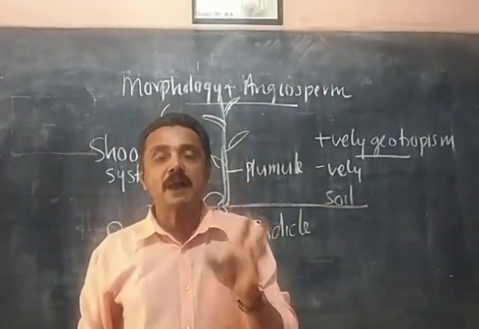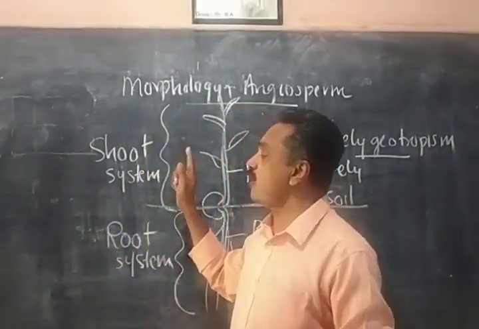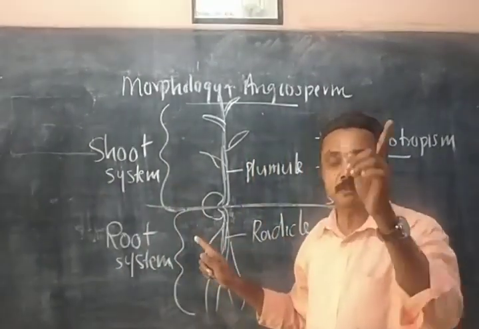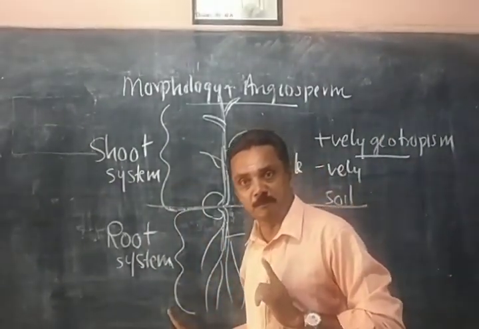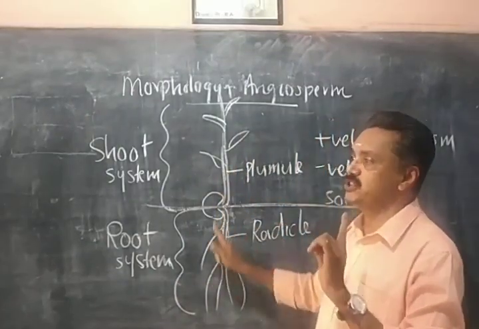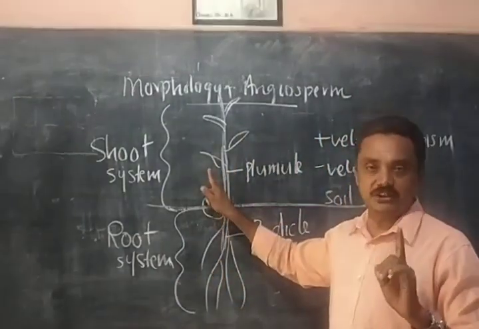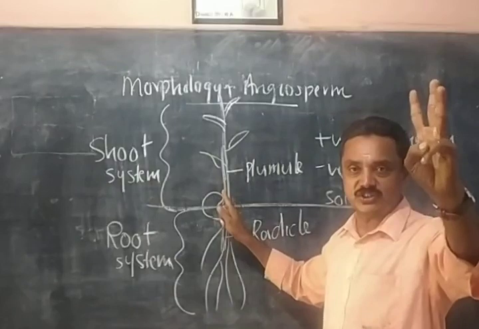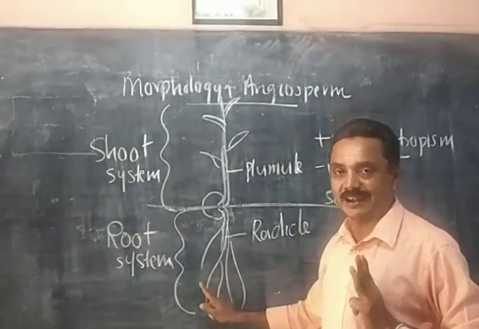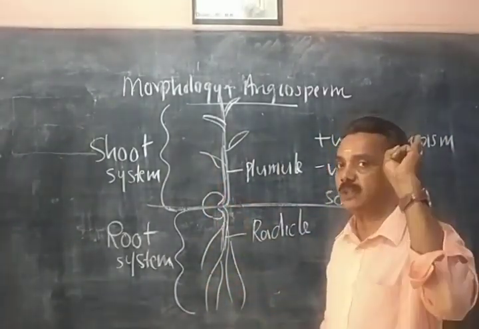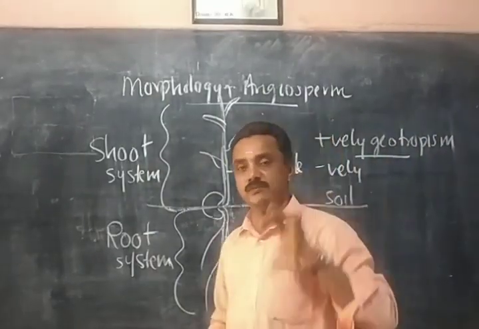The part of the plant body present above the soil level is called shoot system, and the part of the plant present below the soil level is called root system. Root system is positively geotropic, shoot system is negatively geotropic. The third difference is that root system originates from the radicle and shoot system originates from the plumule. That is the third difference.